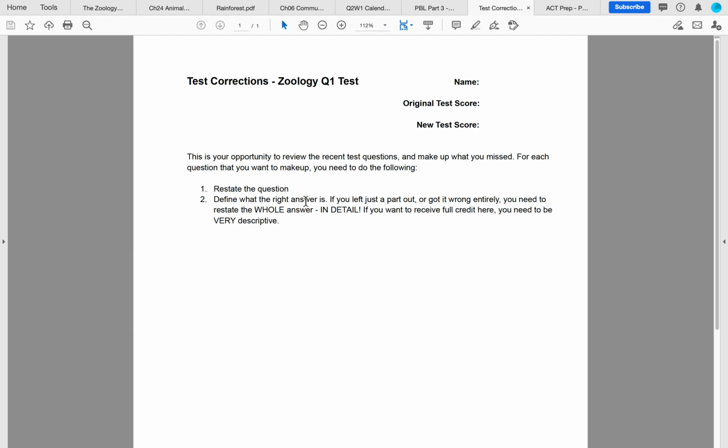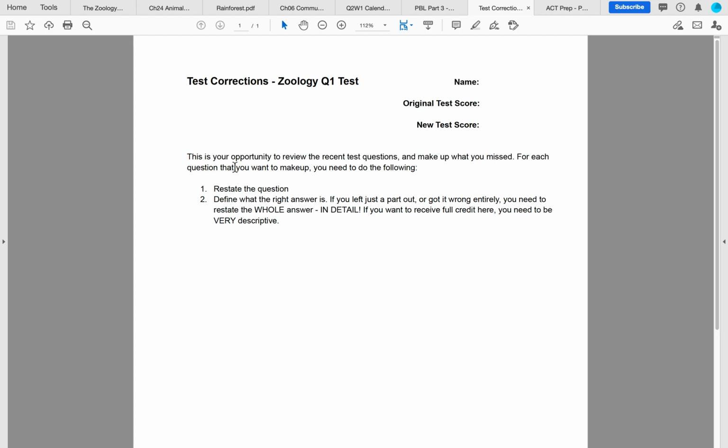Now, this is going to be an ungraded assignment on Schoology, so it should pop up for you. But I also mention it in the weekly updates, so if it doesn't pop up for some reason because it's in that ungraded category, you can go and find this. It's called Test Correction Zoology Quarter 1 Test.